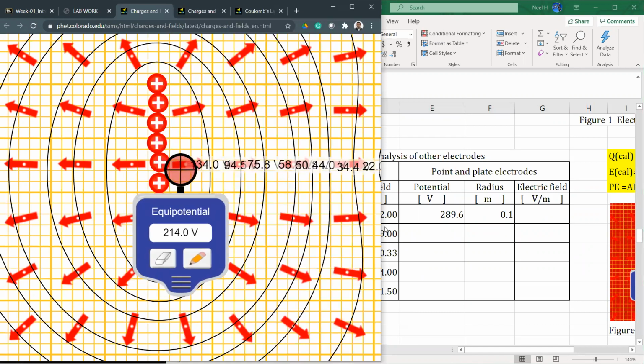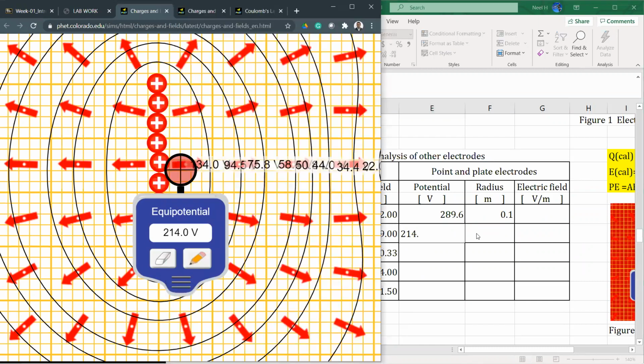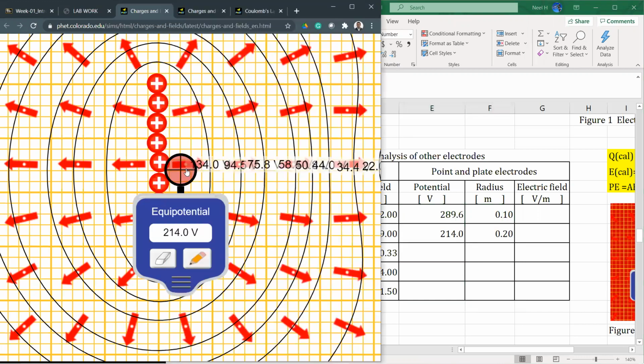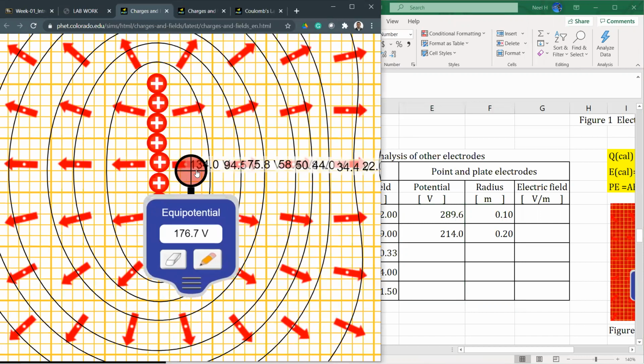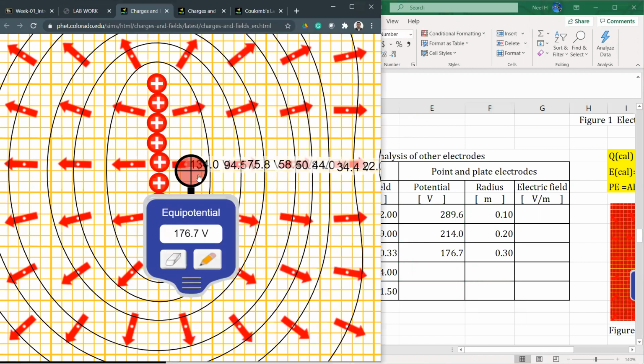The 20 centimeter line, maybe 214.0. And that is 20 centimeters, 0.2. I need at least 1 decimal place here, and maybe 1 more decimal place for this one. Okay. And the next data point, let's take a look. That should be around 176.7, at about 30 centimeters.